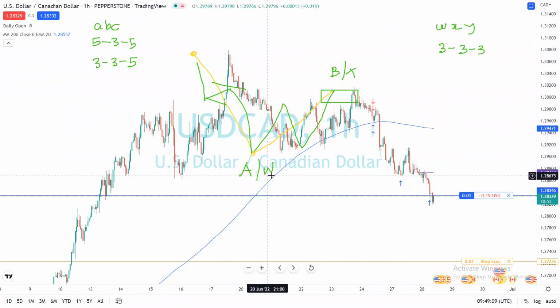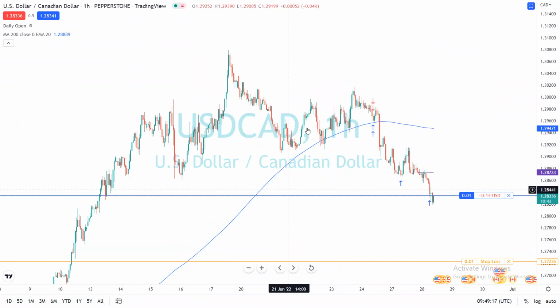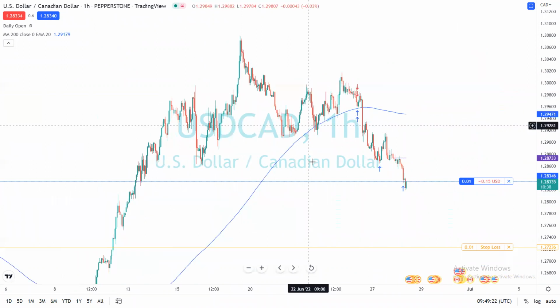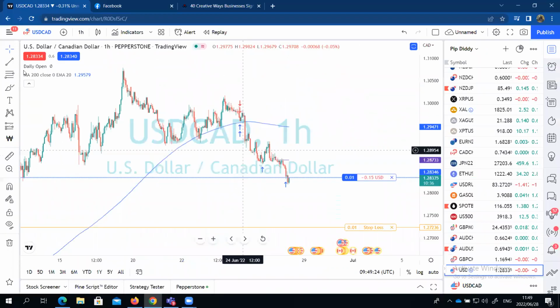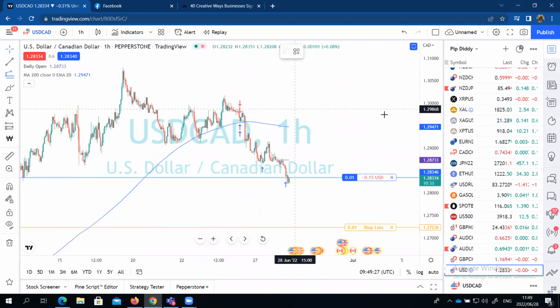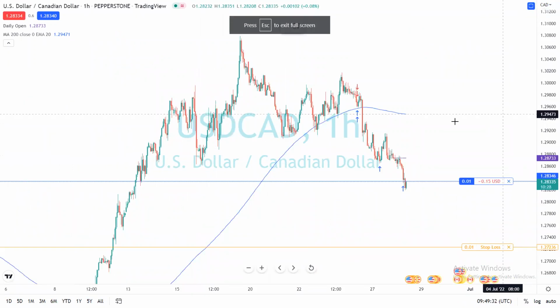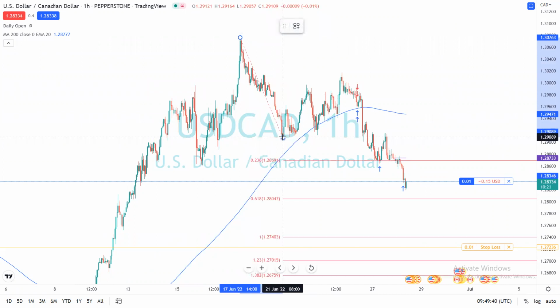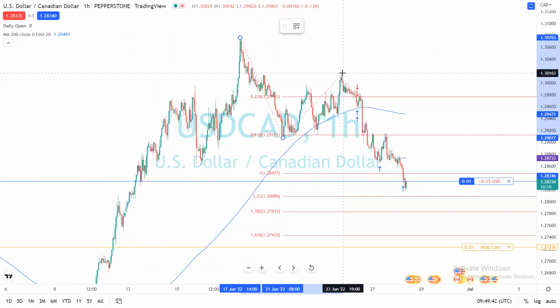Okay, so we have our wave A, we have our wave B, or we have W and X, and then currently wave C or wave Y is currently in play. But how far down is our wave C going to go? We take our Fibonacci extension 2. Click on the start of wave A or W, click on the start of wave B, and then the end of wave B or wave X.